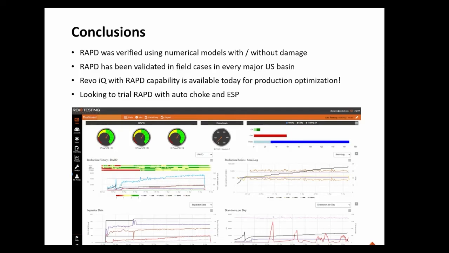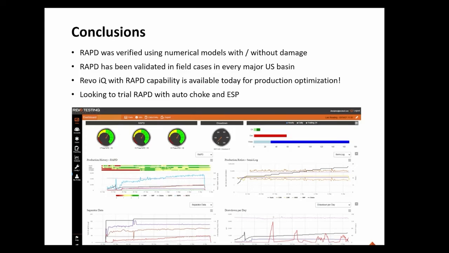And we are looking to trial Rapid with auto chokes and ESPs. So that way you can just hook the system to an auto choke, and instead of you even having to do anything, it just drives the well on its own. It will just send you a text and let you know that it's recommending to increase a choke. You can acknowledge it, and the system will increase a choke on its own.